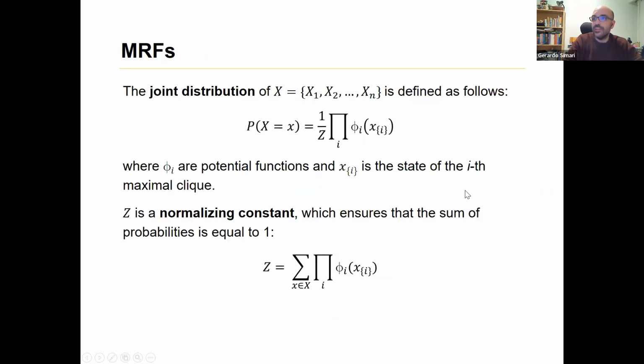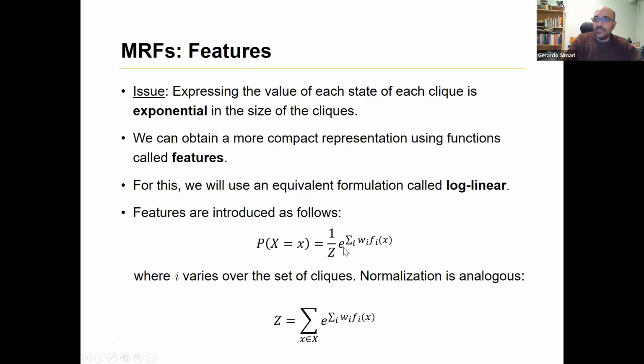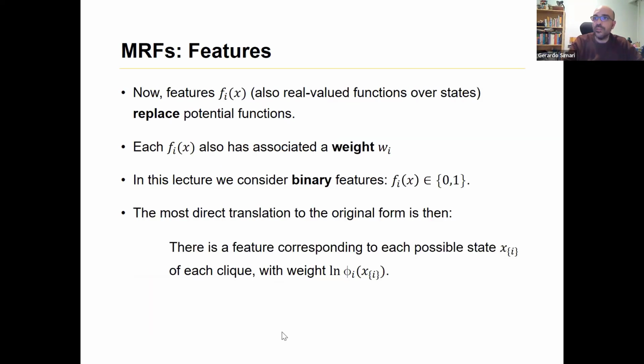Instead of having this product of potentials, we'll have an exponentiated weighted sum of the feature values here. So it's completely equivalent. You can do the math yourselves if you want. The i also varies over the cliques, and Z is again the normalization constant. It's the same thing, except that you do e to the power of a sum instead of doing just the products. Now these features are also real valued functions over states. They replace the potential functions, but it's a way of summarizing different values into one. We'll see a quick example now.